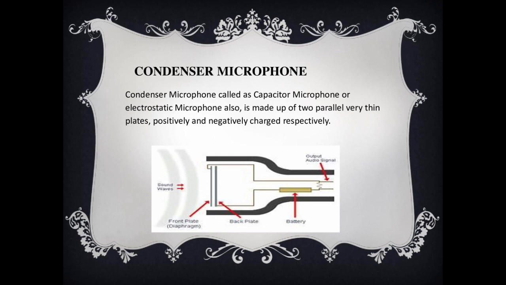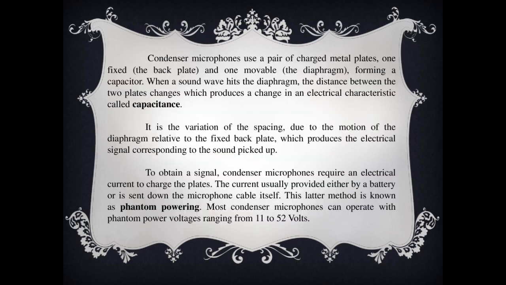Next, we are going to see about the condenser microphone. A condenser microphone is called a capacitor microphone or electrostatic microphone. It is made up of two parallel very thin plates. It is positively and negatively charged. A condenser microphone uses a pair of charged metal plates. One is fixed, that is called the backplate. Another one is movable, that is called the diaphragm. It is also forming a capacitor.